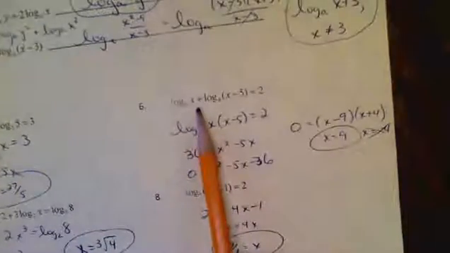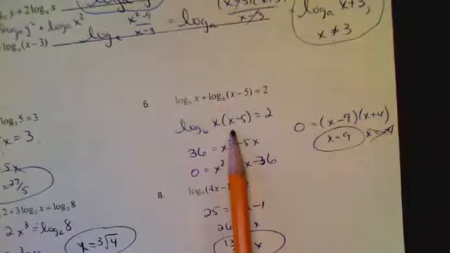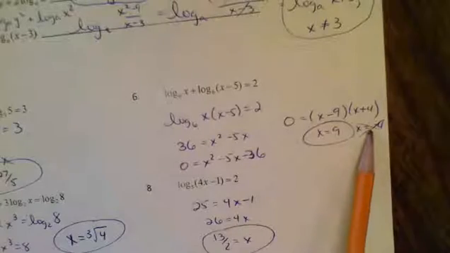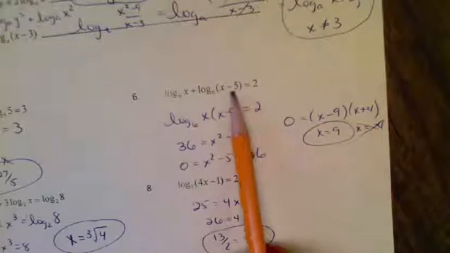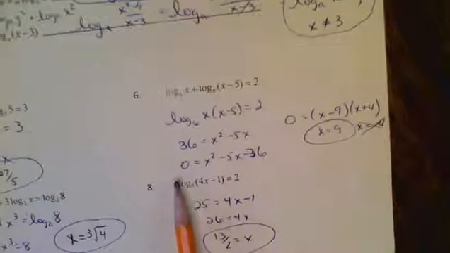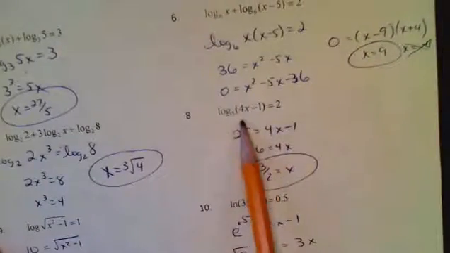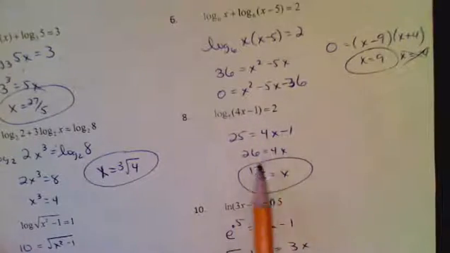Same with 6. You see the log of a sum of two logs. You write it as the log of a product. Then put it in exponential form, solve it. But remember, you have to plug these back in. And this one I plugged in -4. If I plug in -4 in either of those, I would end up getting a negative. You can't take the log of a negative. When you see one like 8, similar to that as well, 8 actually already is just a logarithm, so 5 squared equals 4x minus 1.